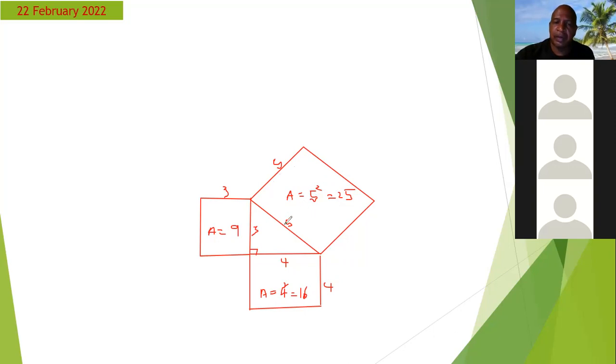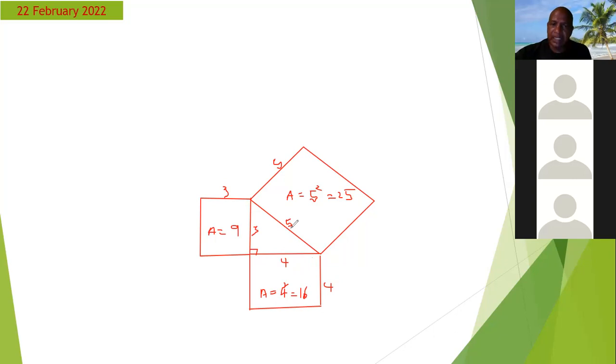Sir, are the squares drawn at random? Well, the squares are drawn based on the sides of the triangle. So yes, if the length of that side, in this case the hypotenuse, is 5, it means that you want all the sides forming that square to be 5. And so we do that for all the sides of the triangle.